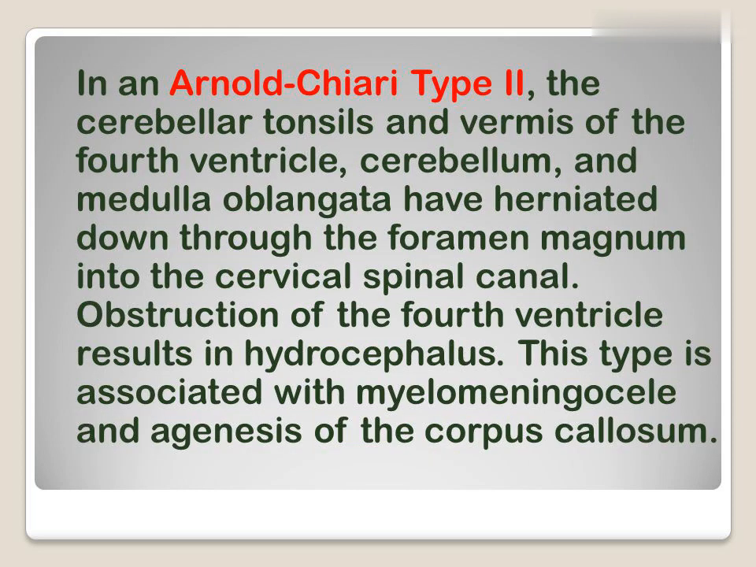In an Arnold-Chiari type II, the cerebellar tonsils and vermis of the fourth ventricle, cerebellum, and medulla oblongata have herniated down through the foramen magnum into the cervical spinal canal. Obstruction of the fourth ventricle results in hydrocephalus. This type is associated with myelomeningocele and agenesis of the corpus callosum.